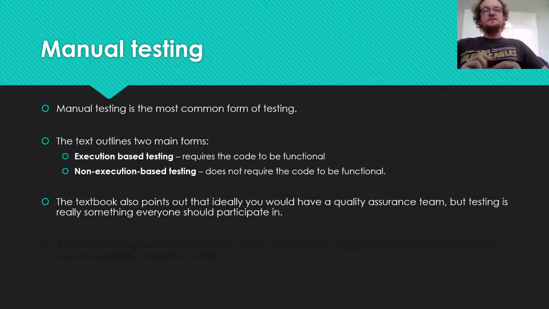The textbook also makes a point of talking about quality assurance teams, and a lot of large companies do have large quality assurance teams. This is a type of team that are sometimes software engineers, other times they're support techs, and what they do is they are solely responsible for testing everything top to bottom.